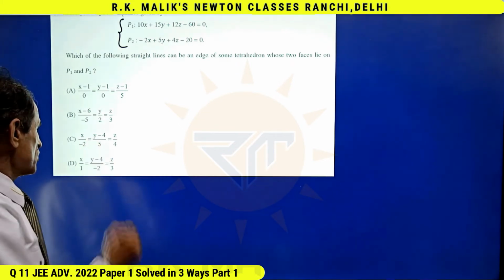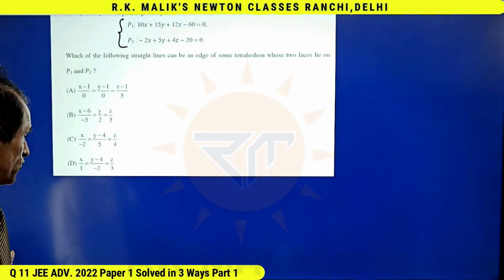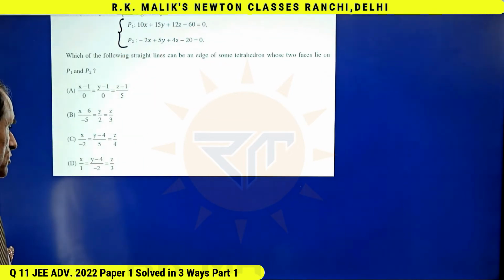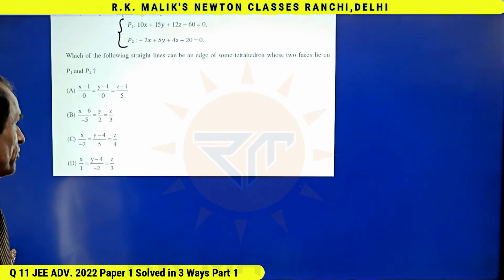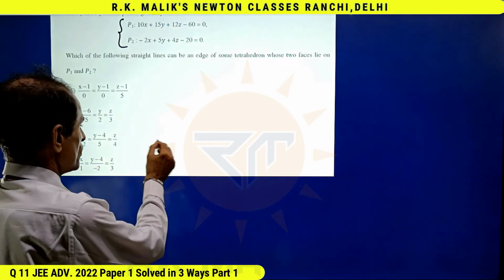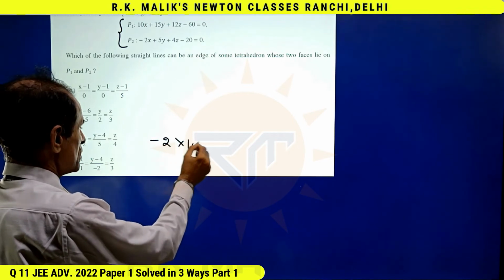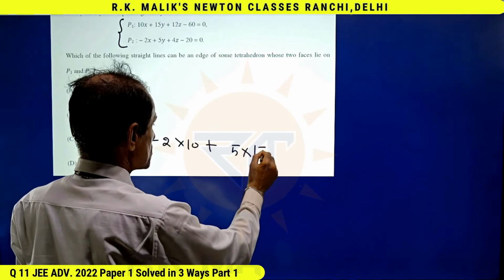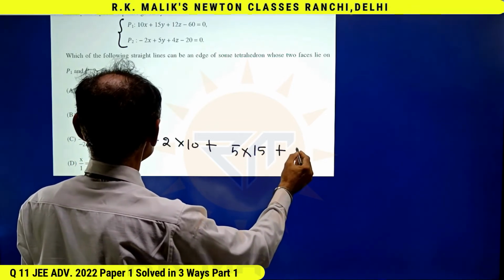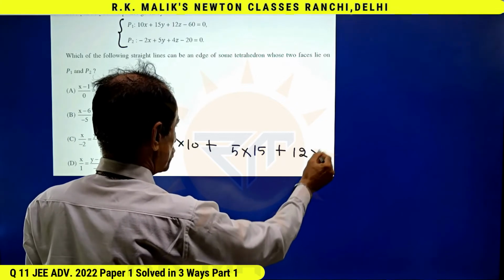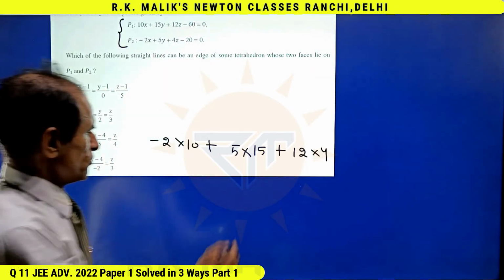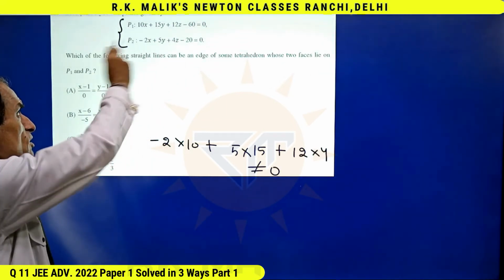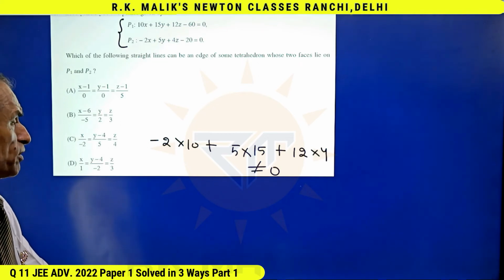Similarly, to check the choice C, let us first check whether this line is parallel to this plane or not. Again, as in the previous case, we will find the value of minus 2 into 10 plus 5 into 15 plus 12 into 4, which is non-zero. Hence, this line is not parallel to the plane P1.